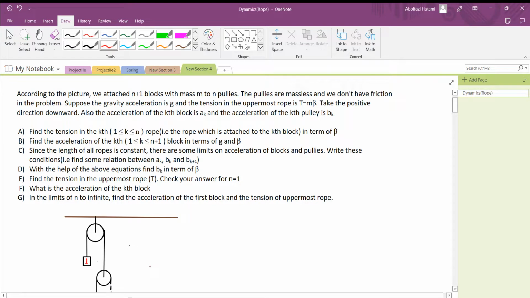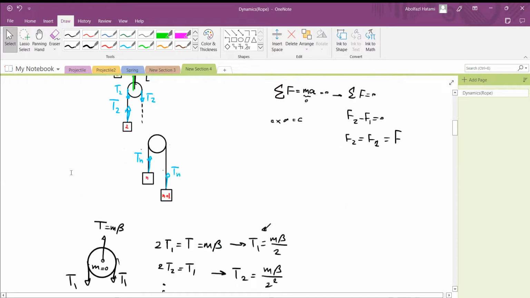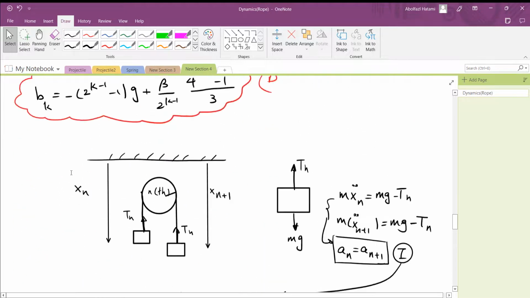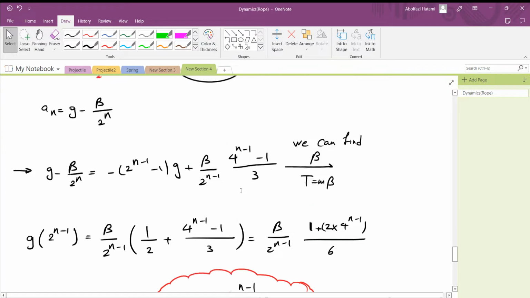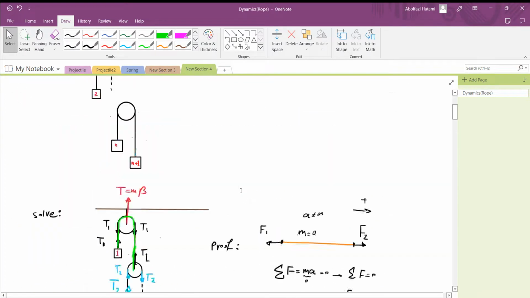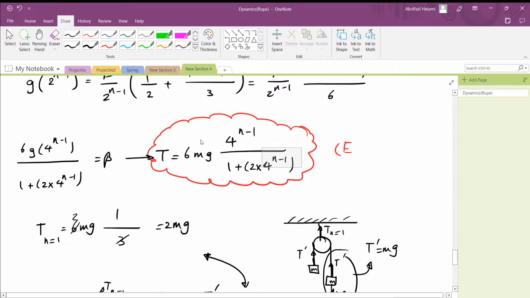in the limit of n to infinity, find the acceleration of the first block and the tension of the uppermost rope. First, let us find the tension of the uppermost rope. Because we have tension as a function of n, we can take the limit when n goes to infinity. Let me copy this, 4 to the power n minus 1.